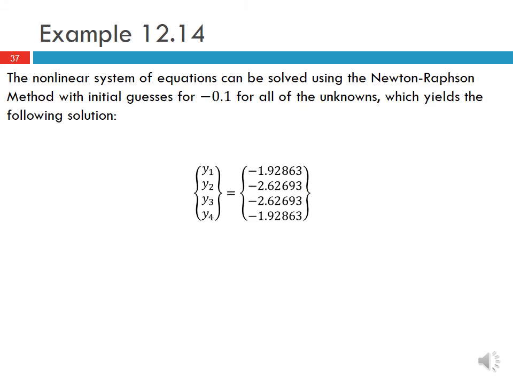Because we have a nonlinear system of equations, we can use a solution method such as the Newton-Raphson method with some initial guesses, such as minus 0.1 for all of the unknowns, to yield the solution for the position at y1, y2, y3, and y4.